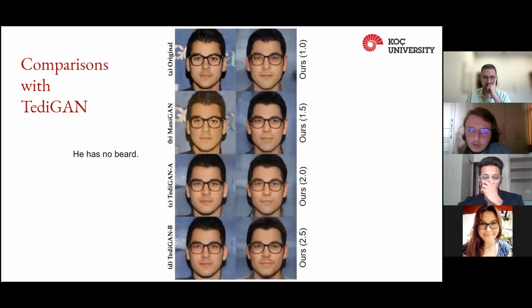So you can see the effect of the CLIP loss on these manipulations here. For this example, the text caption is "He has no beard." The first three models work quite well for us, but then the model with 2.5 doesn't really remove the beard. And for these images, the StyleGAN model works quite well.